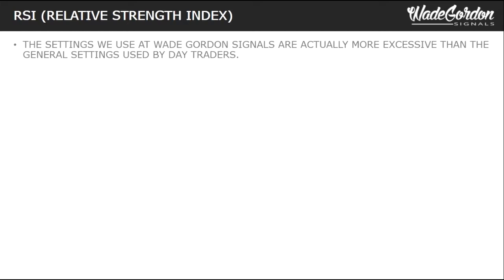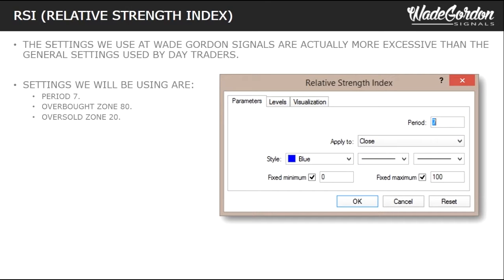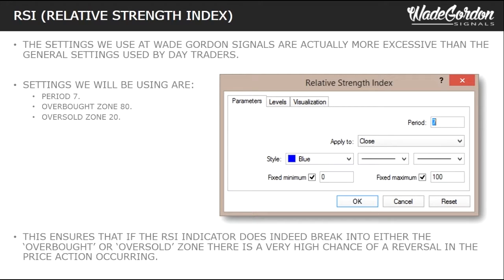The settings we use at Wade Gordon Signals are actually more excessive than the general settings used by day traders. We use a period of 7 with an overbought zone of 80 and an oversold zone of 20. This ensures that if the RSI indicator does indeed break into either the overbought or oversold zone, there is a very high chance of a reversal in the price action occurring.